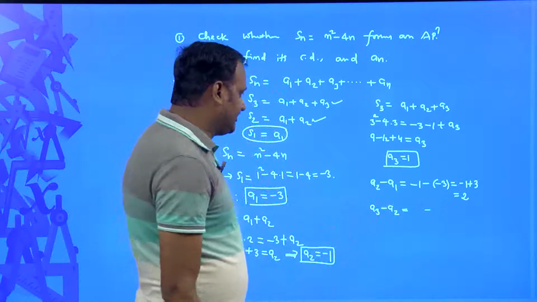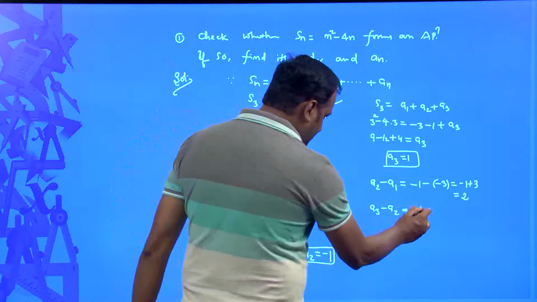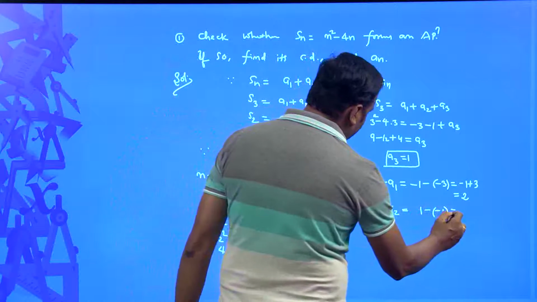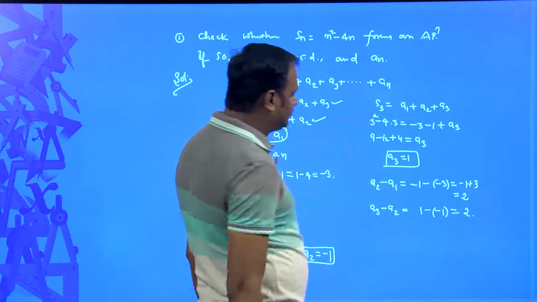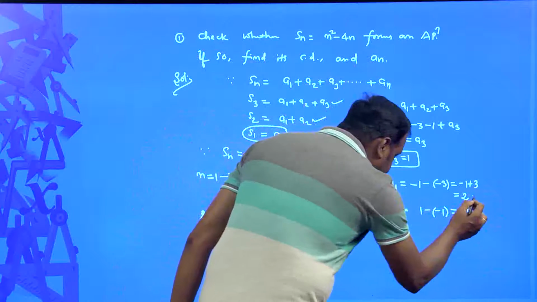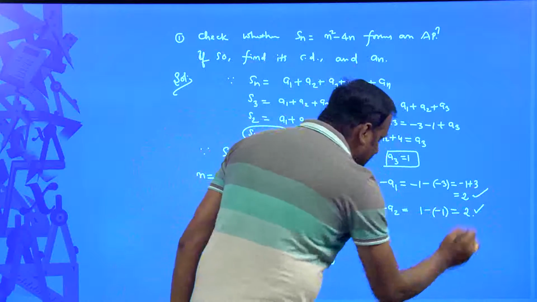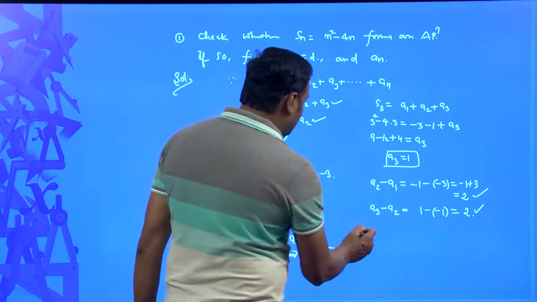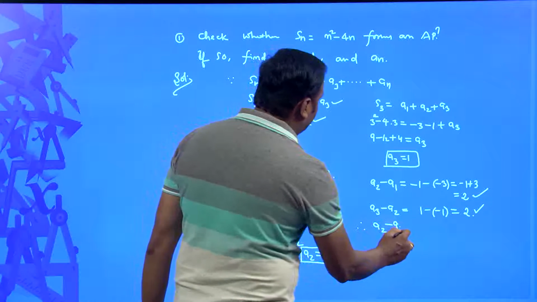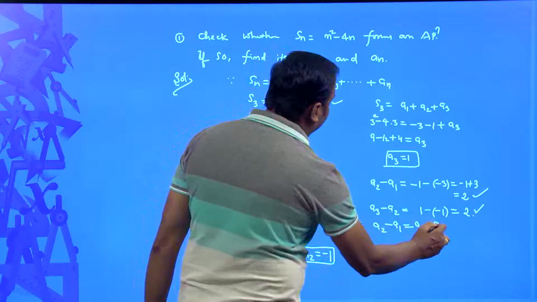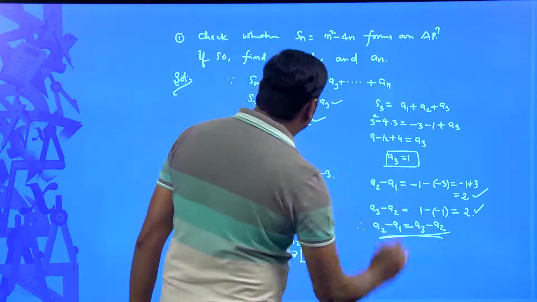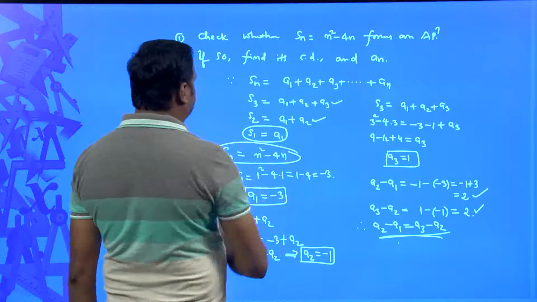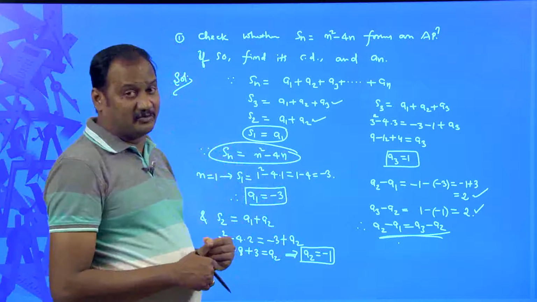Now, a3 minus a2, a3 is equal to 1, minus a2 is going to be minus 1. So, 1 minus of minus 1 is equal to 1 plus 1, that is 2. Therefore, a2 minus a1 is 2 and a3 minus a2 is also equal to 2. So, what can you say about this? Therefore, a2 minus a1 is same as a3 minus a2. It means this Sn is equal to n square minus 4n forms an arithmetic progression.